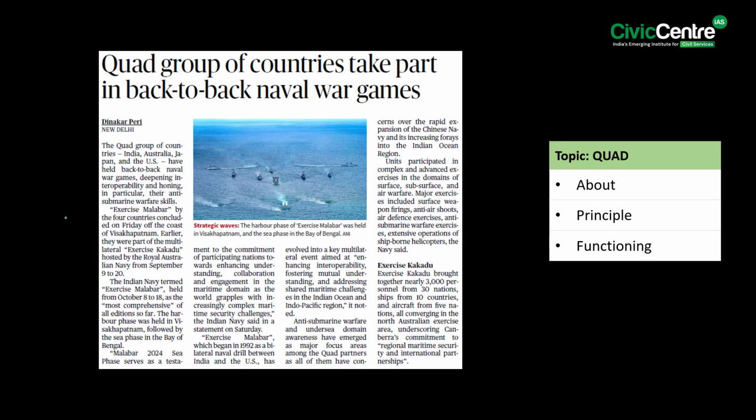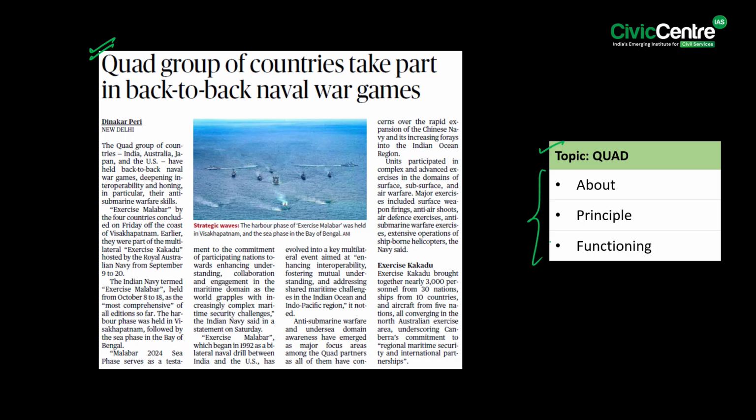The next article says that the Quad group of countries, India, Australia, Japan, and the United States, held back-to-back naval war games, deepening interoperability and honing, in particular, their anti-submarine warfare skills. Furthermore, Exercise Malabar, comprising the 4 countries, concluded on Friday off the coast of Visakhapatnam.